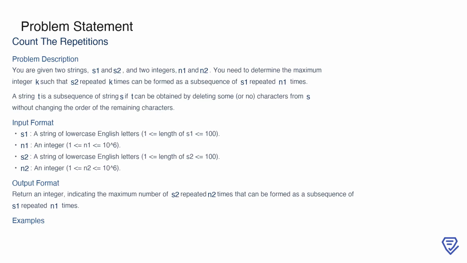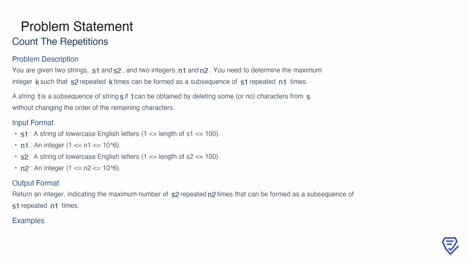In this problem, you are tasked with determining how many times a specific string can be formed as a subsequence within another string that is repeated multiple times. You're given two strings, s1 and s2, and two integers, n1 and n2. The goal is to calculate the maximum integer k such that s2, repeated k times, can be formed as a subsequence of s1, which itself is repeated n1 times.